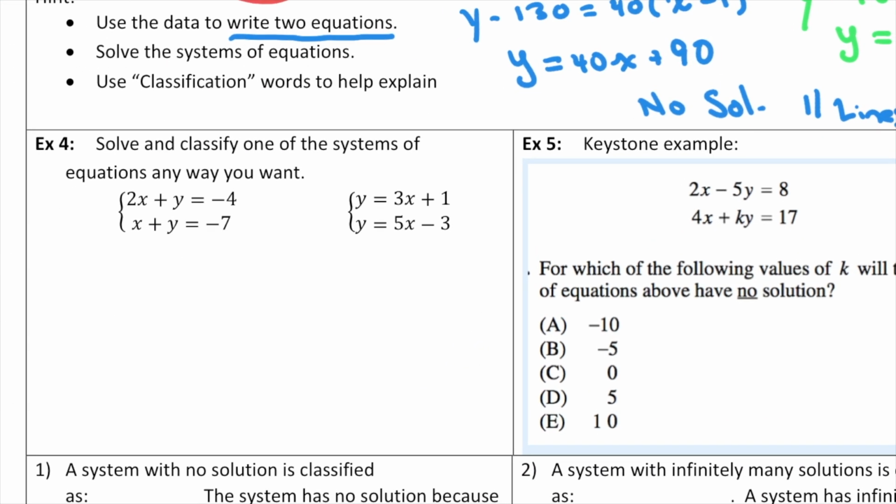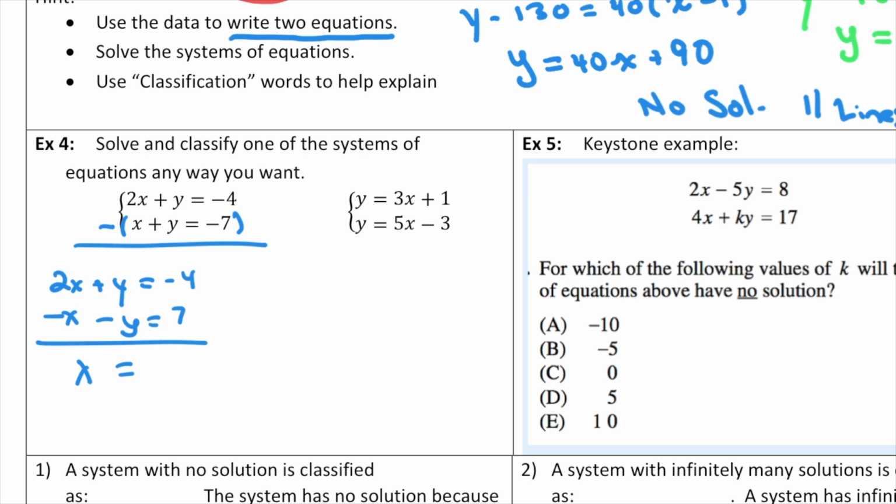For example 4, we're going to solve and classify these systems any way we want. For number 4, I'm going to use elimination. I'm going to eliminate the y's. So 2x plus y equals negative 4. Negative x minus y is 7. Put our numbers together. We have x equals 3. Take your 3, substitute it in for your x. We will have 2 times 3, which is 6, plus y equals negative 4, in which case y is negative 10. And we know that this is a consistent system of equations, and that it has a solution of 3, negative 10.